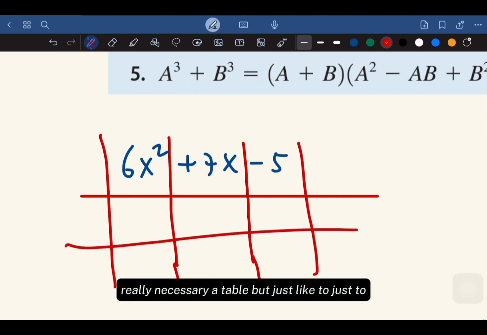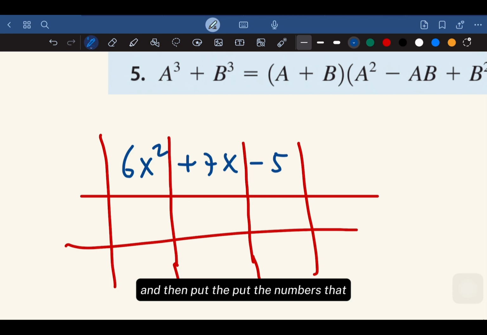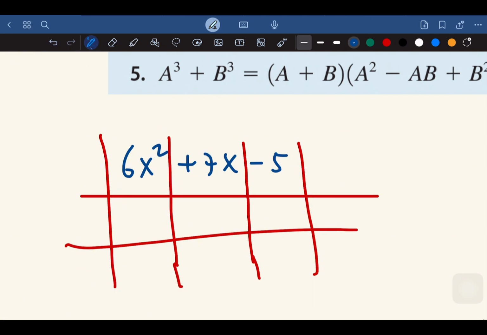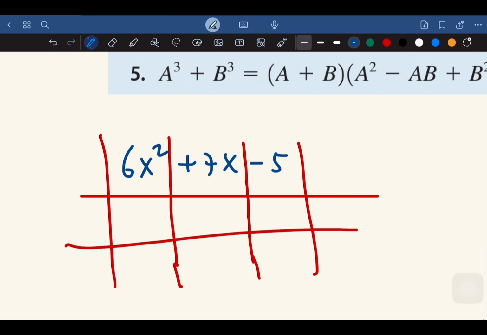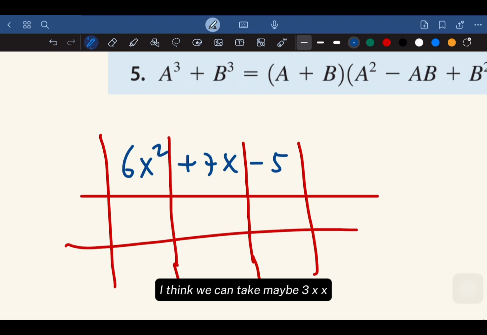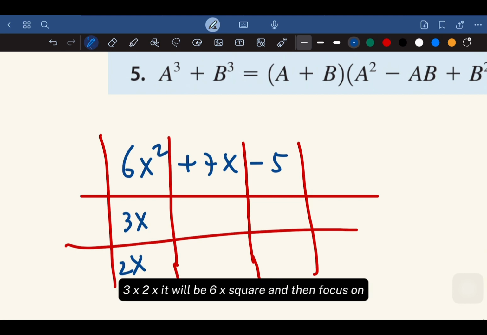But not really necessarily a table, just something to separate this tree. And then put the numbers that can be multiplied to result in 6x squared. For example, maybe x and 6x, or 3x and 2x, right? Any other factors? I don't think so. I think we can take 3x and 2x, it will be 6x squared.